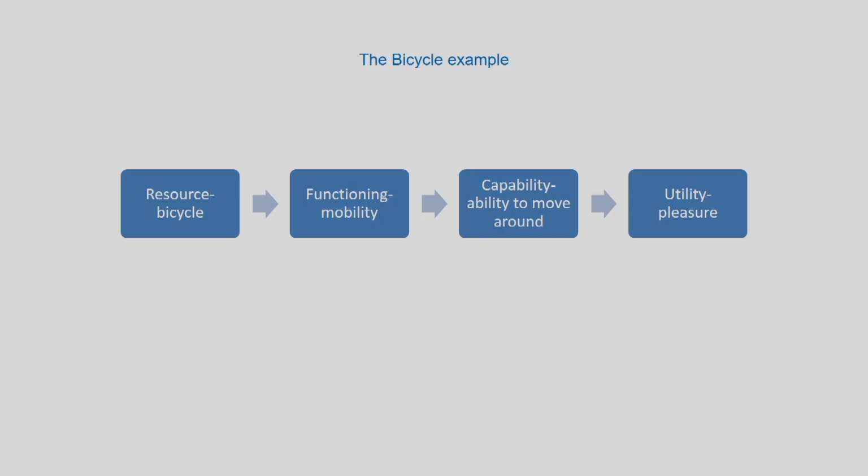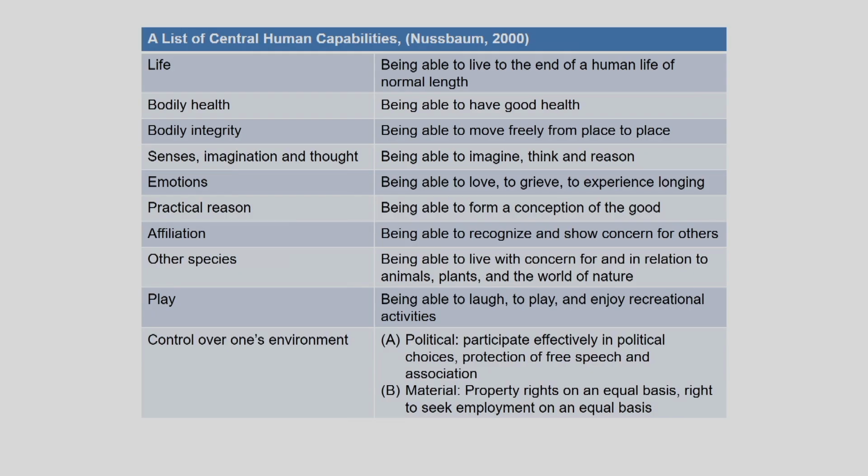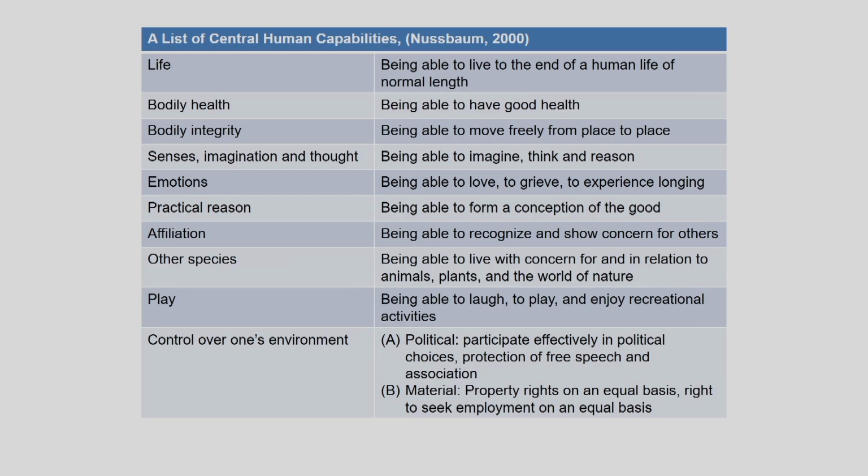So, the capabilities approach invariably focuses on the capabilities to be able to transform the functionings into different forms of utility. In the next class, I will simplify much of these terms for you. However, I will end this class with a list of central human capabilities that Martha Nussbaum has come up with.